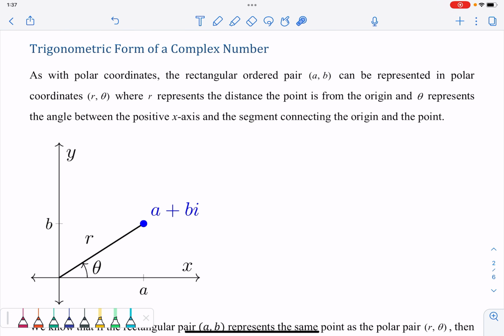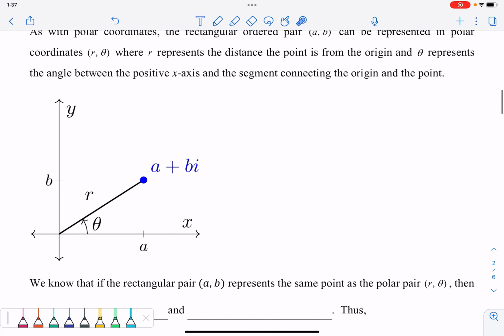So that really just means that the point we're after is on the terminal side of some angle theta, which is in standard position. The only thing new here is that this is now the location of a complex number instead of just some regular old point like we were doing before. So here I have some complex number, but I can still think about the location of that complex number.